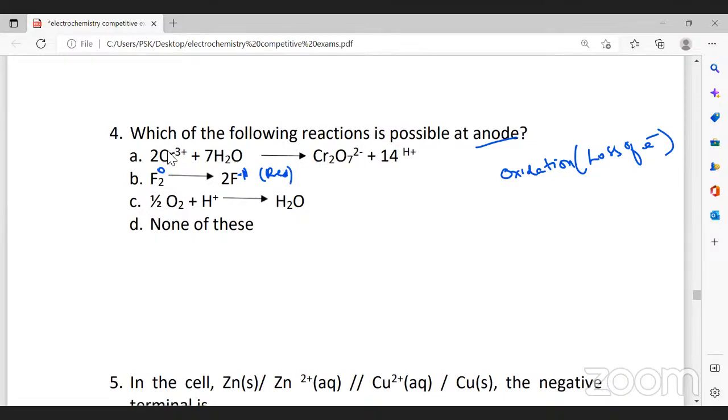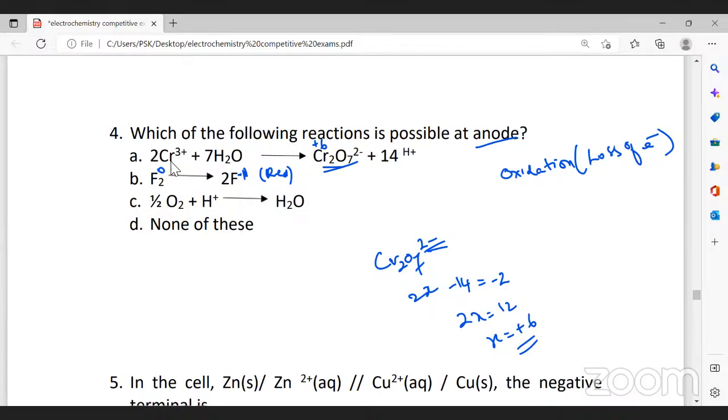You can see here chromium 3+, and here the dichromate ion. Dichromate ion means Cr2O7 2-. What's the charge on chromium? As a whole, the charge is -2. Oxygen valency is -2, and -2 into 7 is -14. Chromium we don't know, so we take it as X. Since we have 2 chromium, 2X. So 2X will be equal to 12, X will be equal to +6. So the oxidation state of chromium is +6 here.